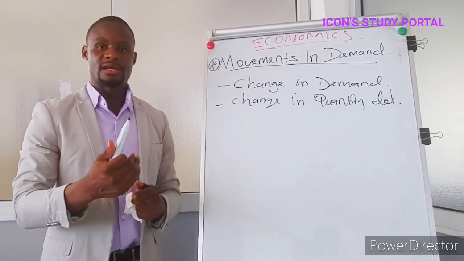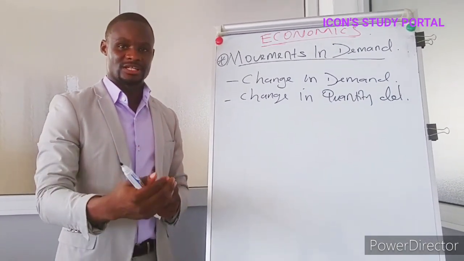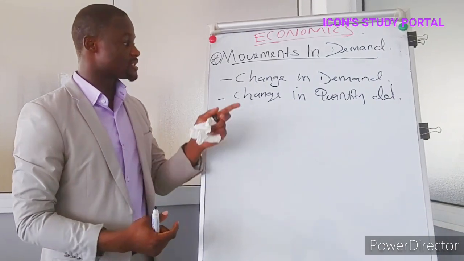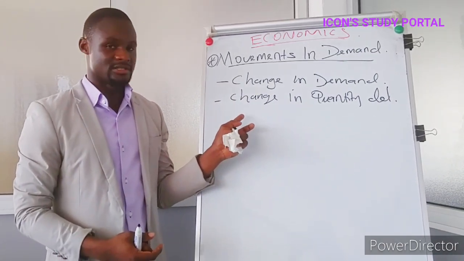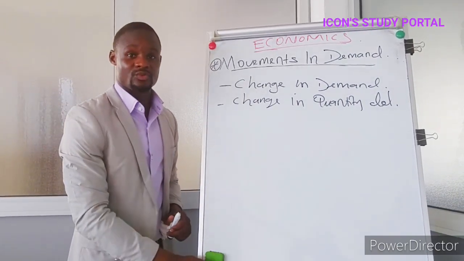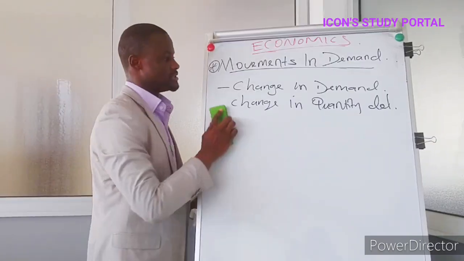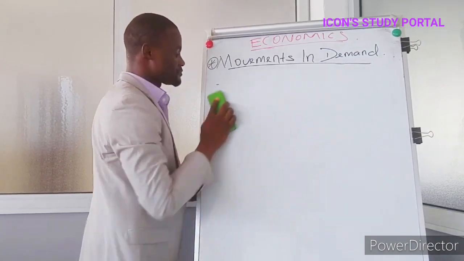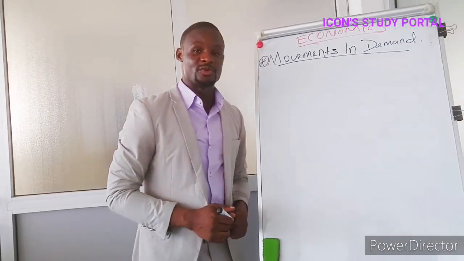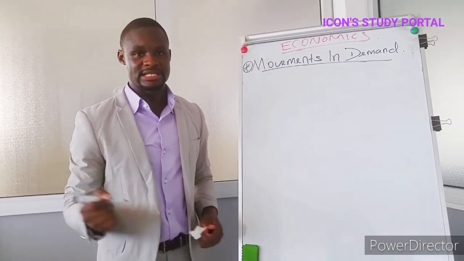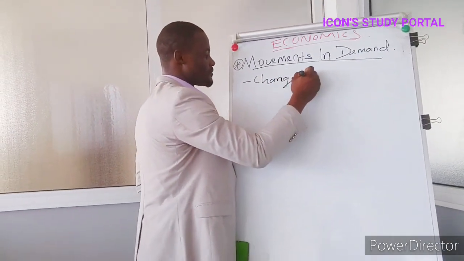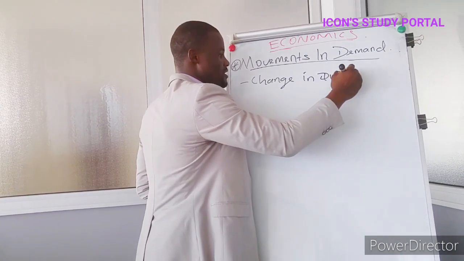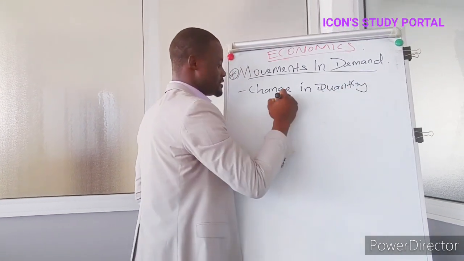These movements in the demand curve are better understood as a concept using a change in demand and a change in quantity demanded. So I would like to start with a change in quantity demanded. Let's begin with a change in quantity demanded. Okay? So we start with a change in quantity demanded.